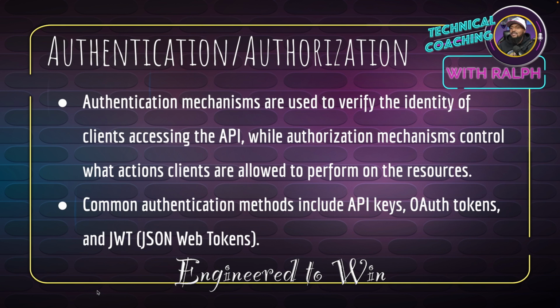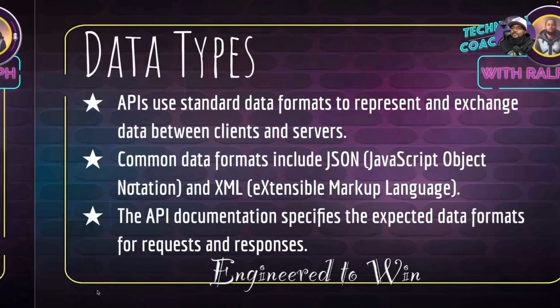So common authentication methods include API keys, OAuth tokens, and JWT tokens, JSON Web Tokens. And that's how the access is controlled. And inside of those API keys and OAuth tokens, it'll tell you who's allowed and what access and permissions they have. That is configured based on wherever the configuration is set.